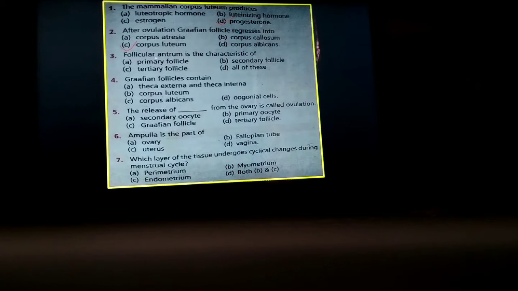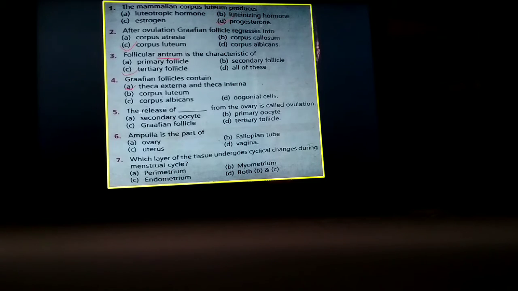Question number 3, follicular antrum is the characteristic of, the answer is tertiary follicles, where the antrum, meaning cavity, is found. Question number 4, Graafian follicles contain, option A is the correct answer, that is theca externa and theca interna. These are the layers found in Graafian follicles.